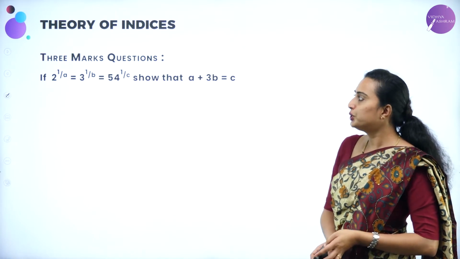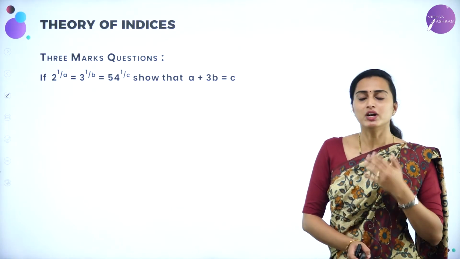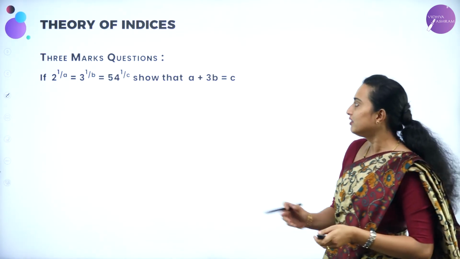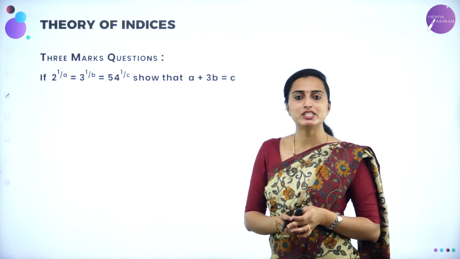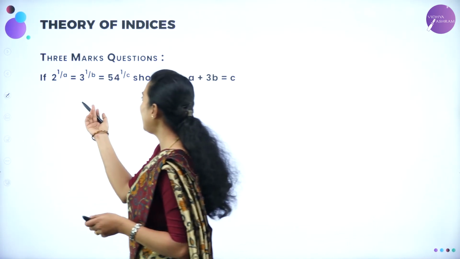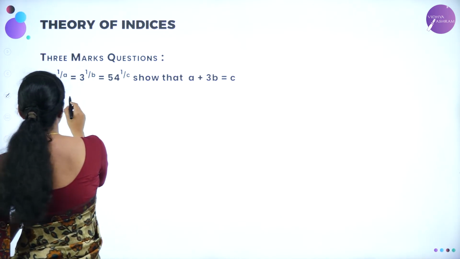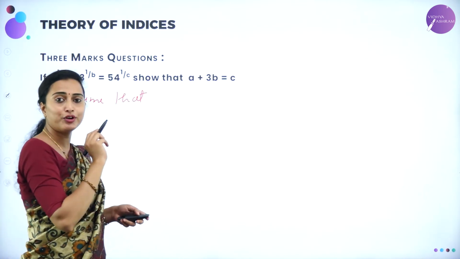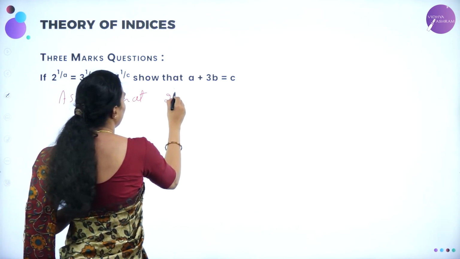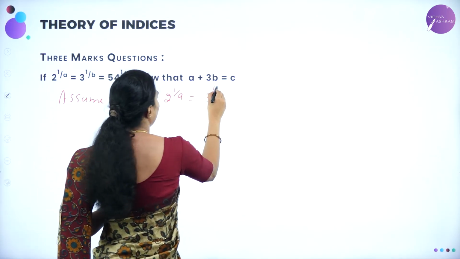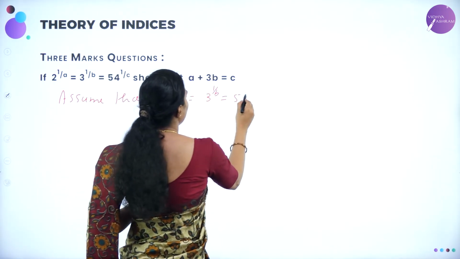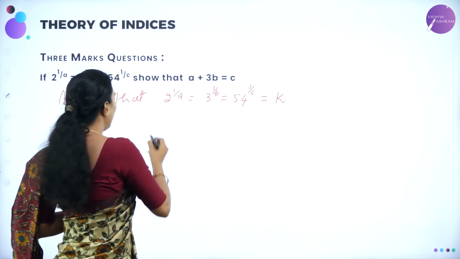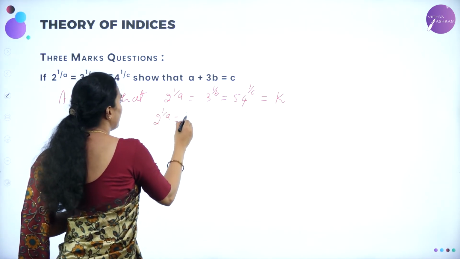That is, if 2 power 1 by a is equal to 3 power 1 by b is equal to 54 to the power of 1 by c, then show that a plus 3b is equal to c. So we are going to do similarly the same. Assume, what are you going to assume? 2 power 1 by a is equal to 3 power 1 by b is equal to 54 to the power of 1 by c is equal to some constant. So you are going to take it as 2 power 1 by a is equal to k.